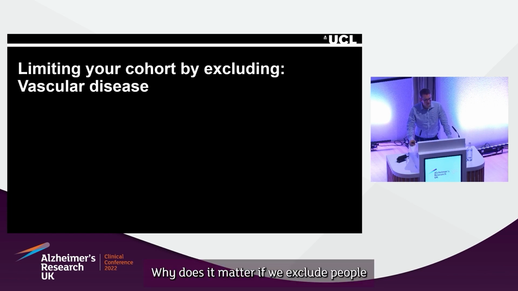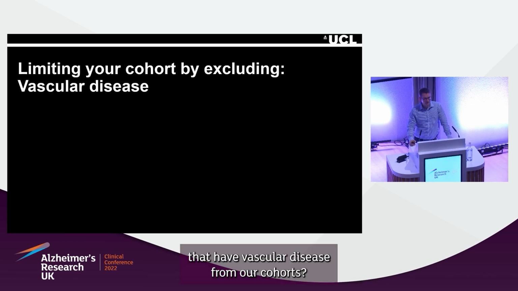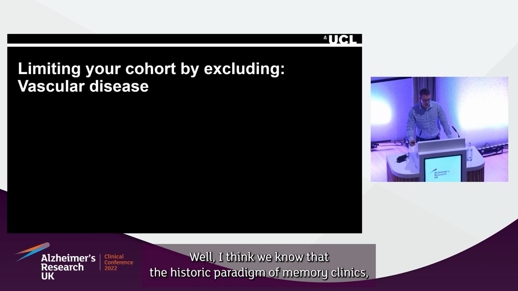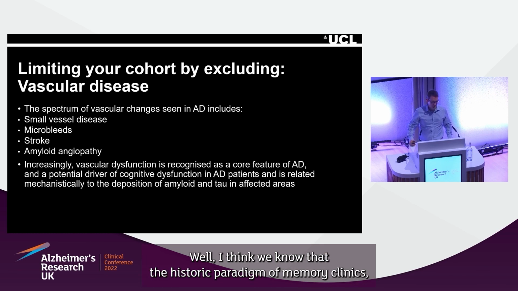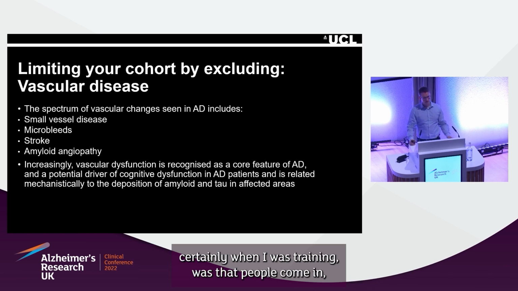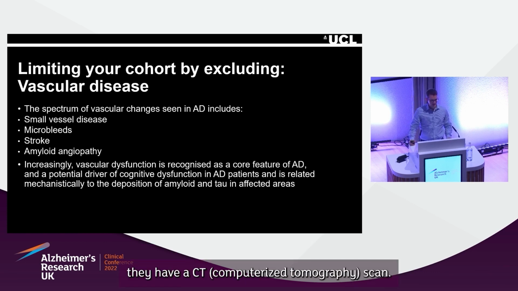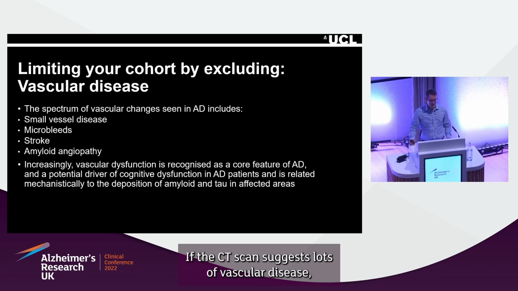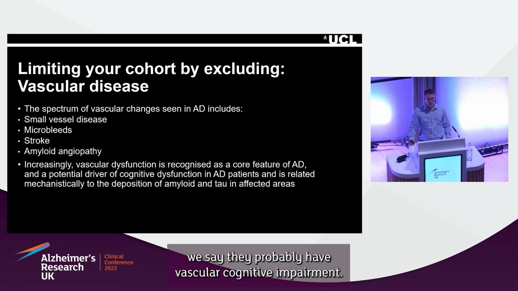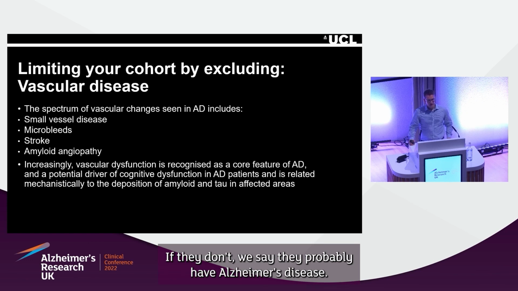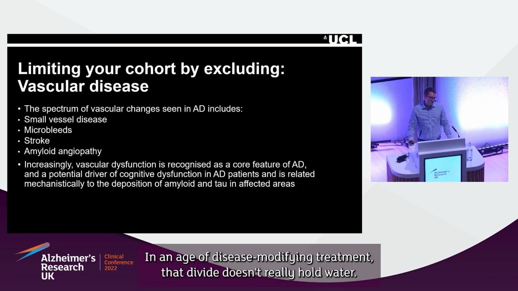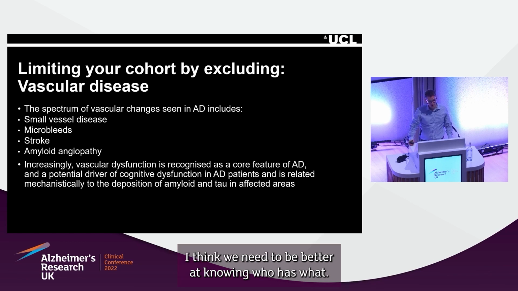And why does it matter if we exclude people that have vascular disease from our cohorts? Well, the kind of historic paradigm of memory clinics, certainly when I was training, was that people come in, they have a CT scan. If the CT scan suggests lots of vascular disease, we say they probably have vascular cognitive impairment. If they don't, we say they probably have Alzheimer's disease. And in an age of disease-modifying treatment, that divide doesn't really hold water. I think we need to be better at knowing who has what.